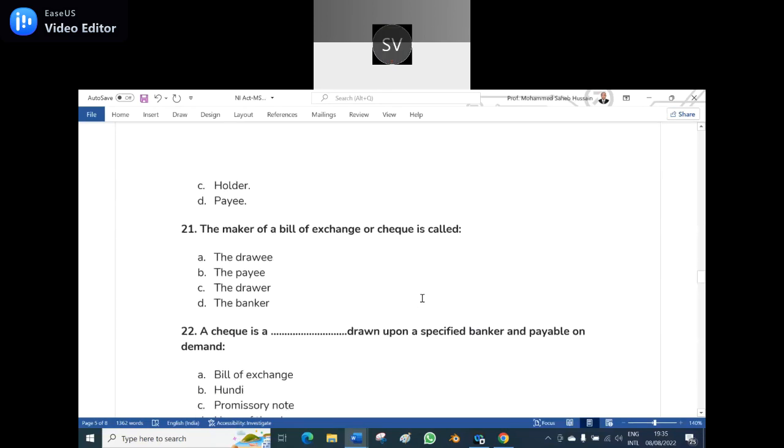21st question. The maker of bill of exchange or check is called option A, the drawee. Option B, the payee. Option C, the drawer. Option D, the banker. Option C, the drawer. Yes, option C is the correct answer.